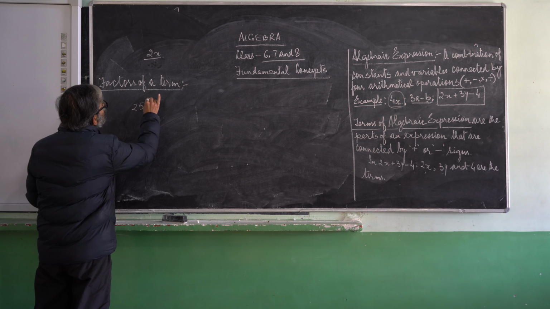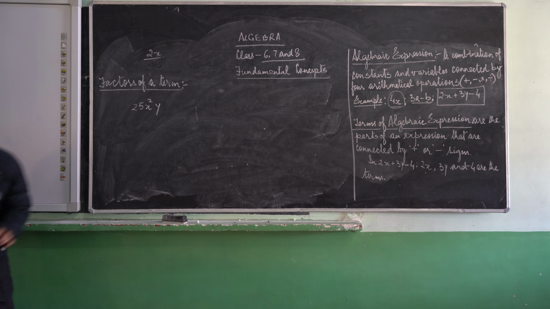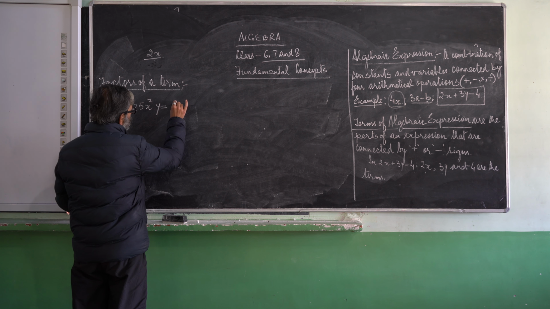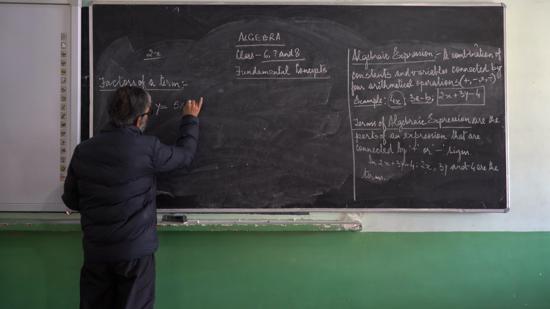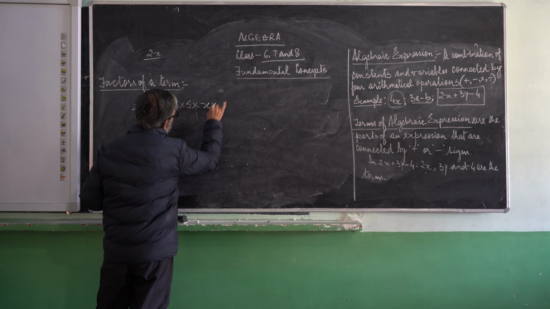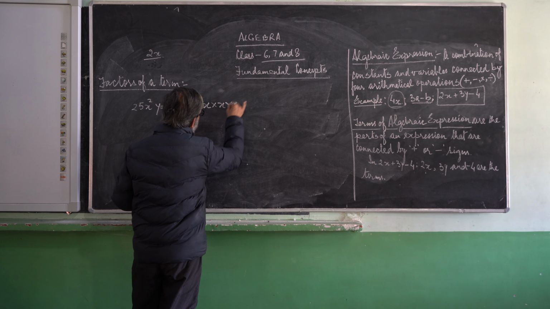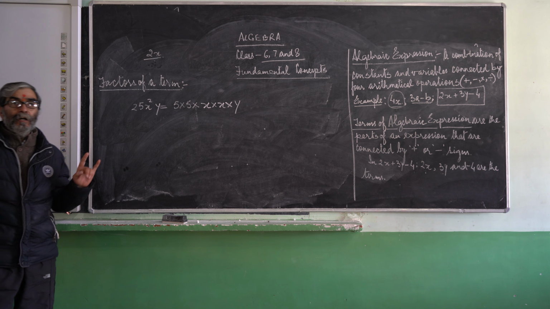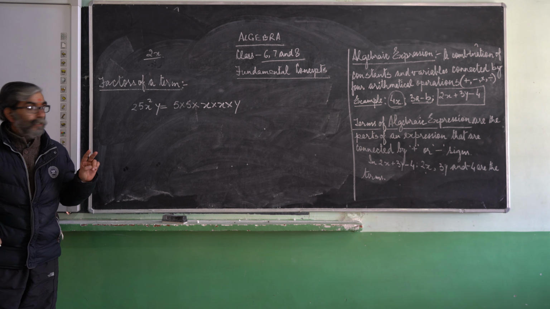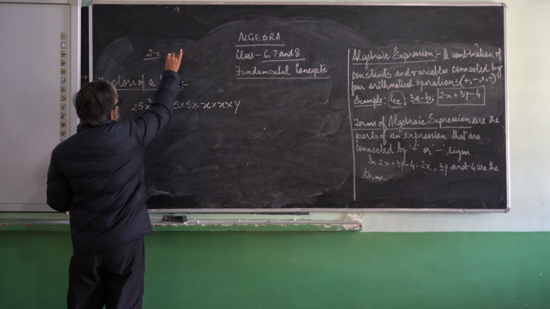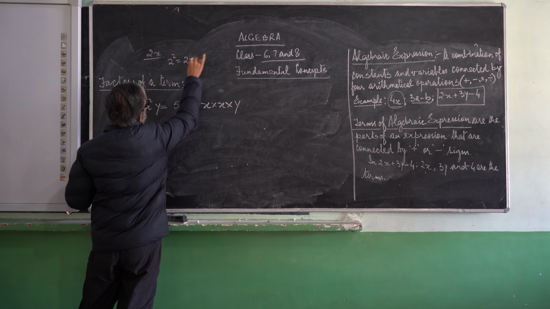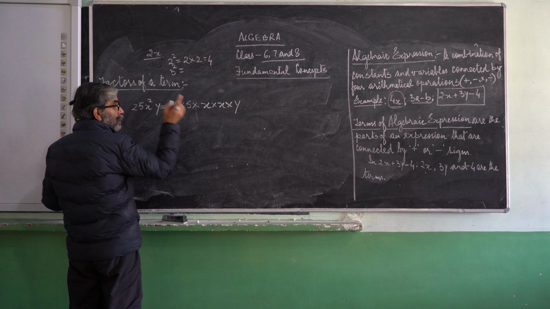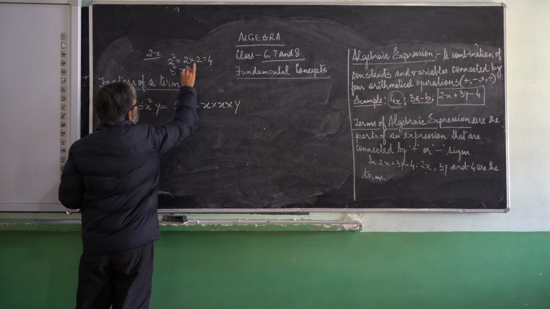25 x square y, and factorize it. You know how to factorize it? It's 5 multiplied by 5 multiplied by x multiplied by x and multiplied by y. The square of a number is the number multiplied by itself twice. Suppose I take 2 square, that means 2 square is 2 into 2, that will be 4. 3 square, number multiplied by itself, 3 into 3.